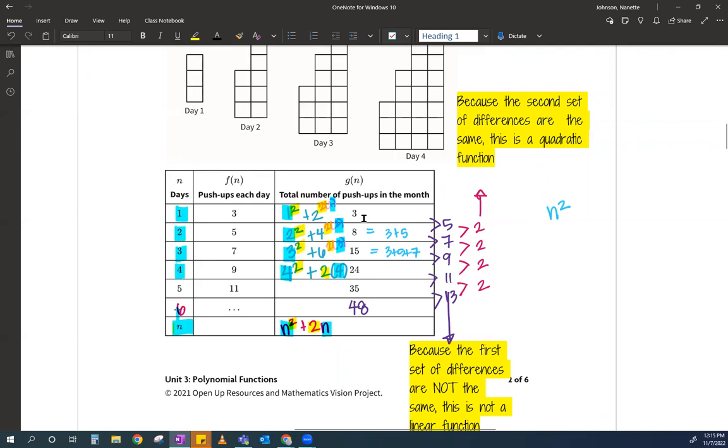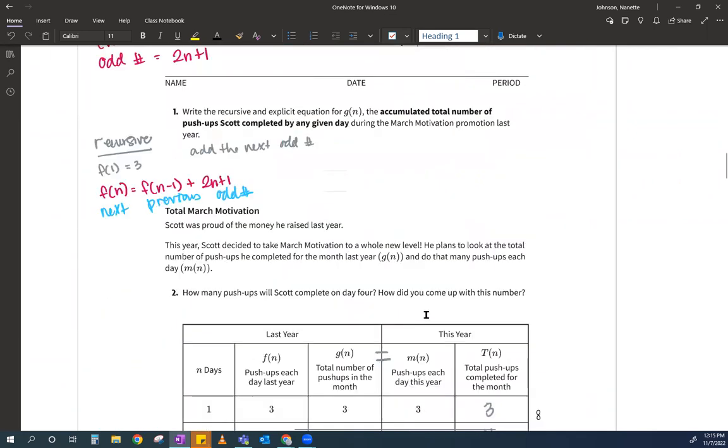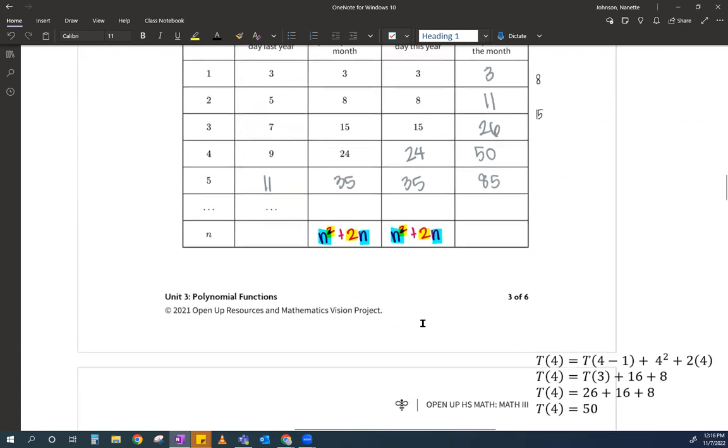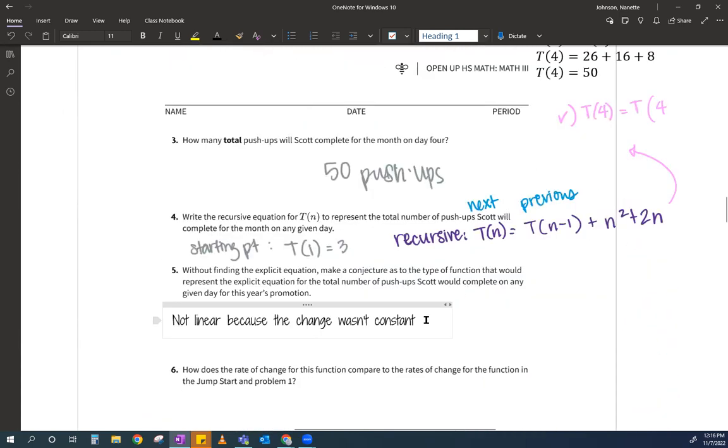Okay, this one, we already knew that it wasn't going to be linear because we were adding a different number every single time for the total number of push-ups. For this one too, I already knew that it wasn't going to be linear because we were adding a different number to get a total number of push-ups. So someone says, hey, Ms. Johnson, it might be quadratic. Okay, good. It could be quadratic, or it could even be some other higher power. And we'll see this. So we just knew it wasn't linear.